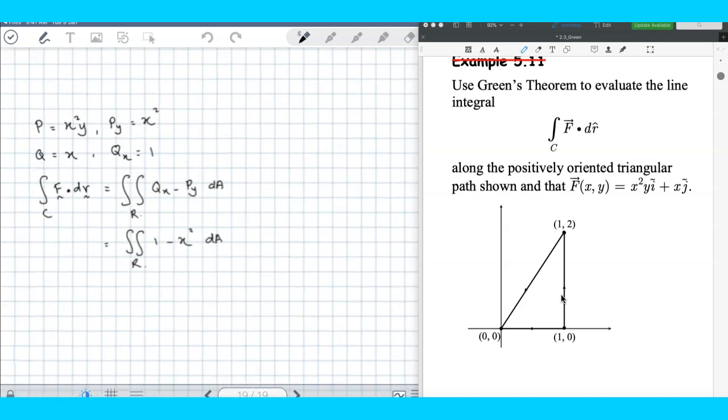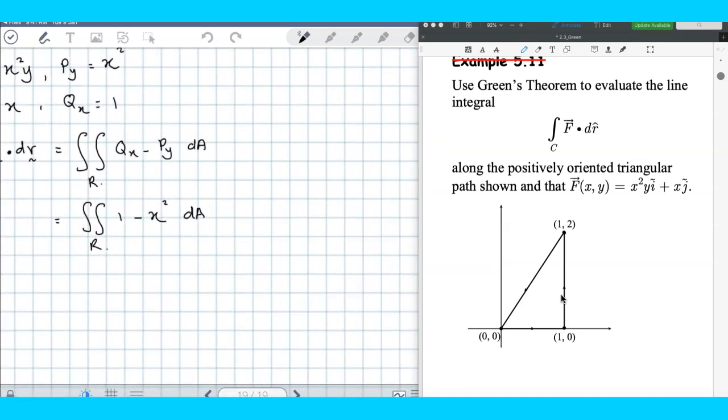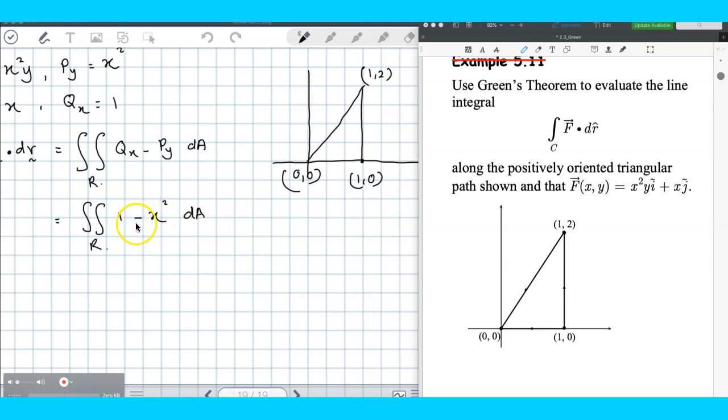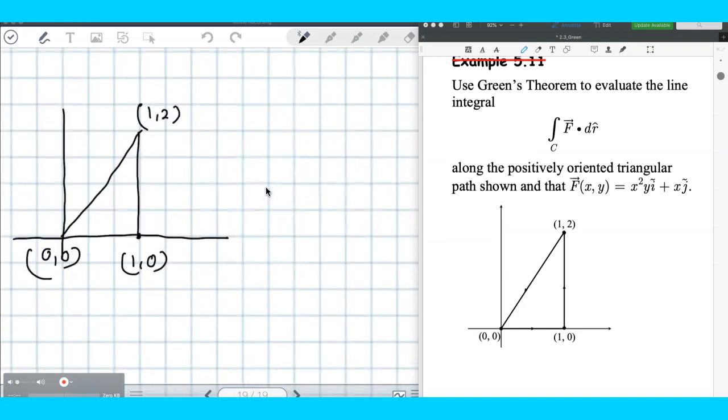Okay, so now based on the region provided, they only give us the points. So this is 1, 0, and this is 0, 0, and this is 1, 2. So in order for you to solve the double integral, you have to know the limits of x and y. You must have the equation of the line here. So how can we get the line? That is a linear equation.